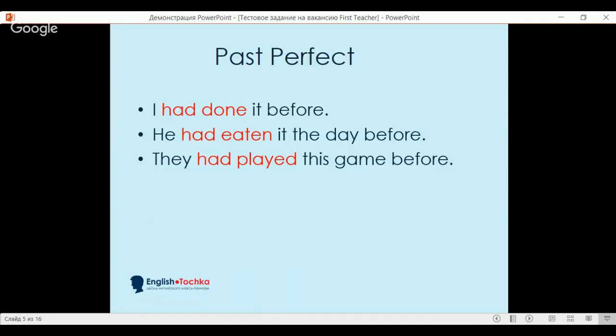And now, the question once again. Do you know how to form past perfect? Look at these sentences. There is a hint. Look at had done, had eaten, had played. Yes, correct. Had plus verb 3. So, as we know, a verb has 3 forms.